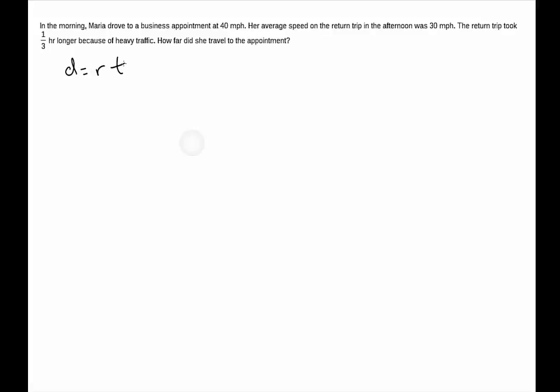So now we're going to make a note of that, that we know that our first rate is just equal to 40 miles per hour. And our second rate is equal to 30 miles per hour. I'm going to leave out the miles per hour just for brevity here.